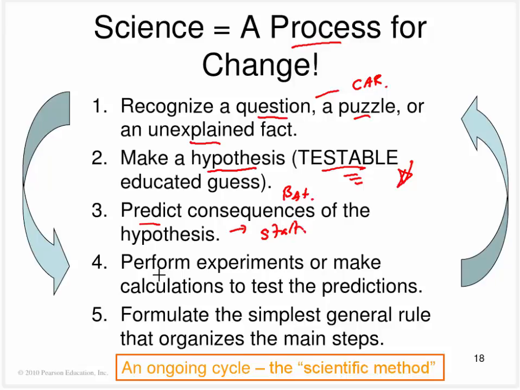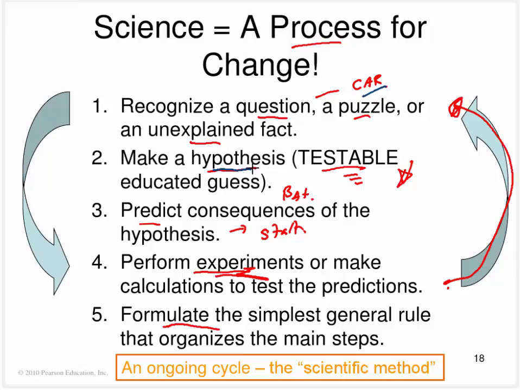Of course, now we can go ahead and perform this experiment to test our prediction. If I get a set of jumper cables, my car will start. So perform the experiment, get a buddy, get some jumper cables, and perform the experiment, and then formulate the simplest general rule that explains this. Okay, my car didn't start. So the process for change, we go all the way back up to the top, and we're back here with my same question, my car won't start.